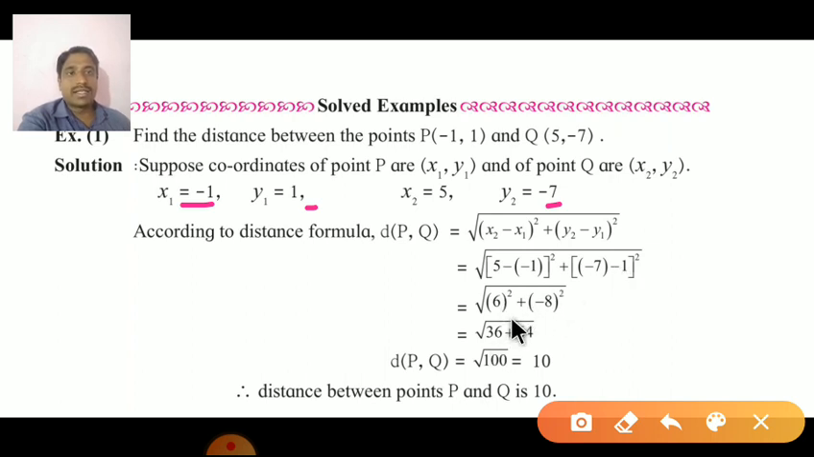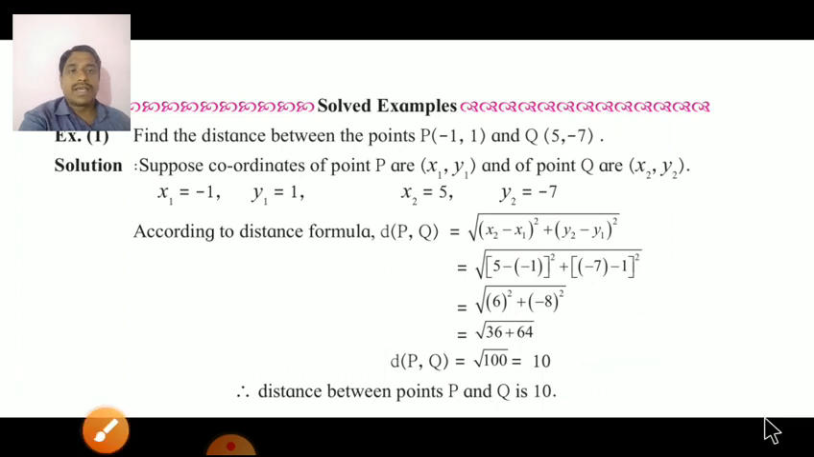6 square is 36, minus 8 square is 64. That means the square of any negative number is positive. Therefore adding both numbers, 36 plus 64 is equal to the square root of 100. The square root of 100 is 10. Hence the distance between the points P and Q is 10. In this way we solved some basic examples from exercise 7.1.